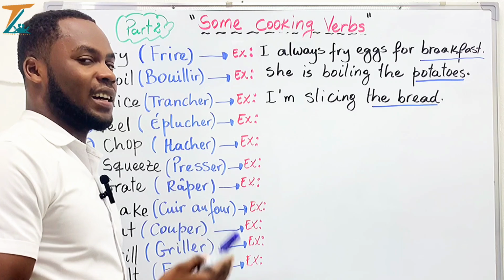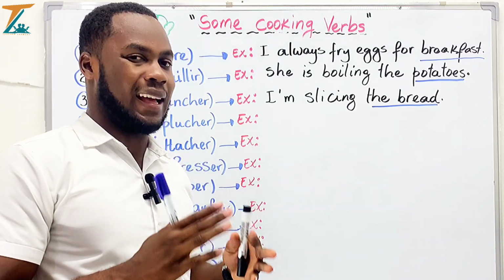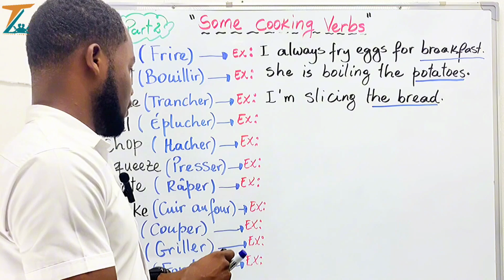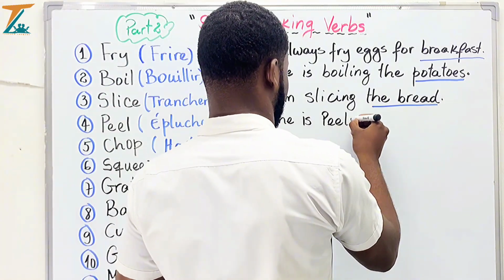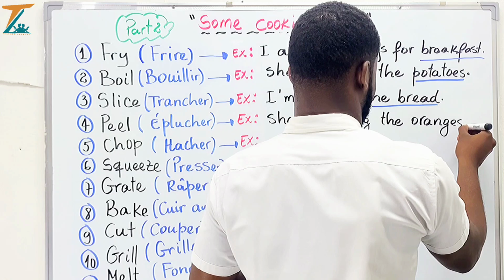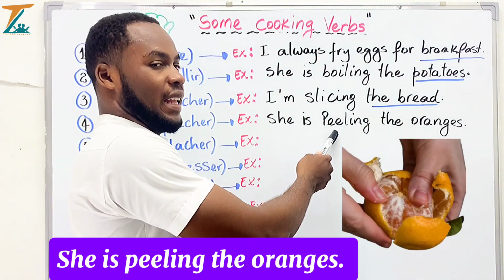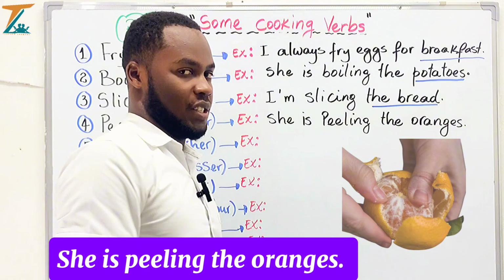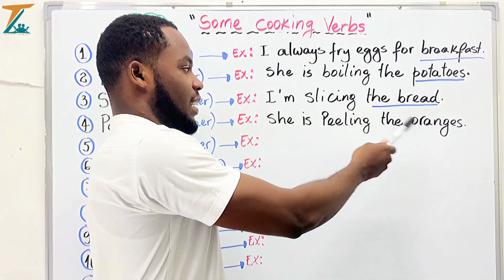So éplucher en créole qui signifie l'on retire peau sur un bagay. Ça nous les caler, okay? For example, okay? So let's take this example. She is peeling the oranges. One more time. She is peeling the oranges.